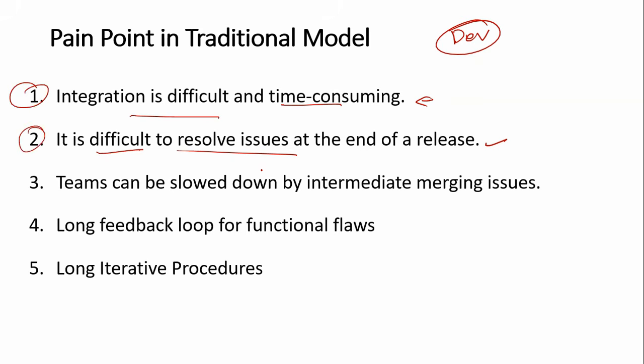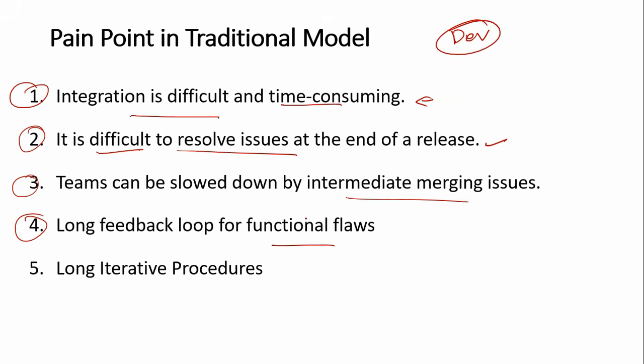It is very, very difficult, time consuming, and resolving this issue is not that easy. If they follow a proper process, we can resolve the issues somewhat. And the team can be slowed down by intermediate merging issues. Some team, even if they make a mistake in this integration part, everyone will be affected because of that. And there is a long feedback for functional flaws. See, the problem here is that only after integrating all these requirements does it come to the testing team. Testing team comes in the later part, which means defects and feedback will come later.